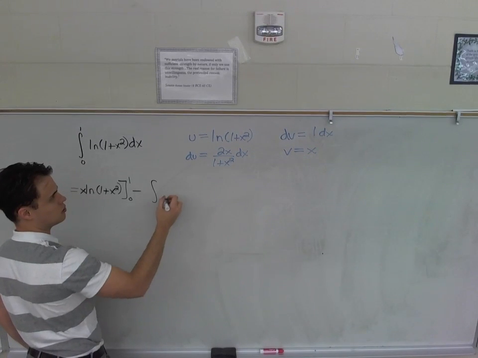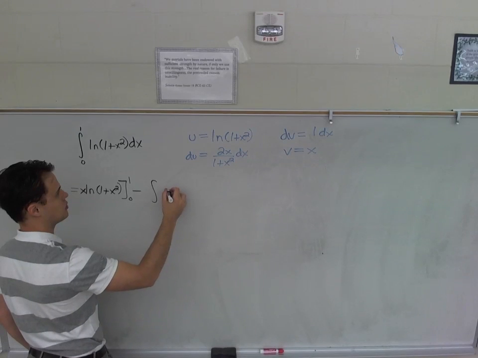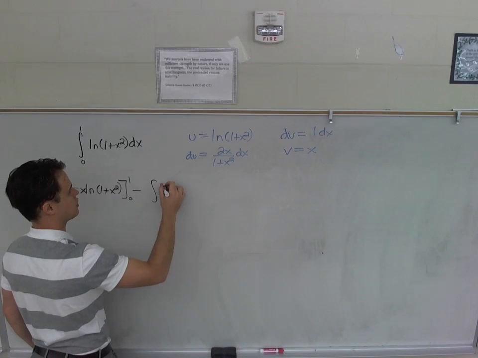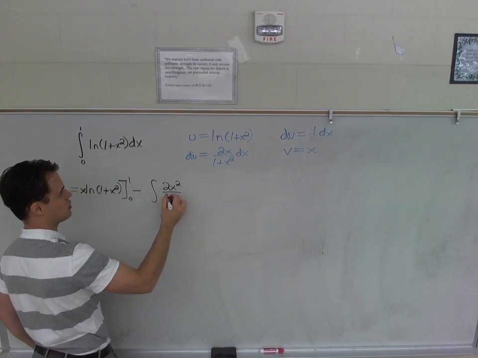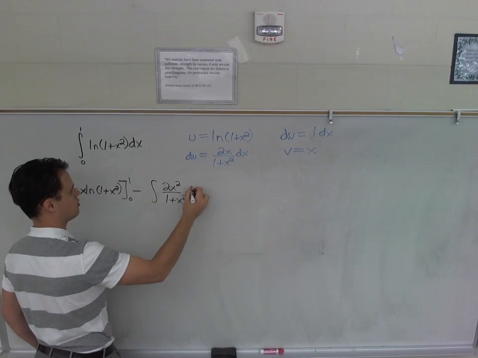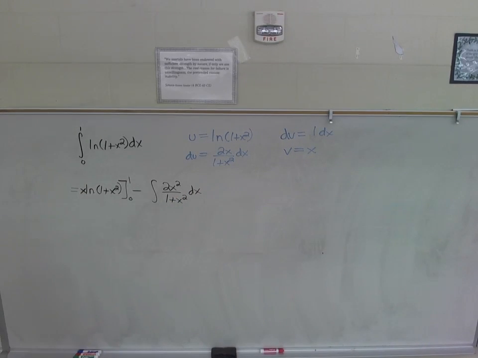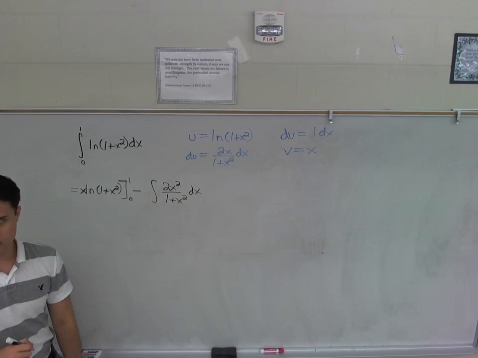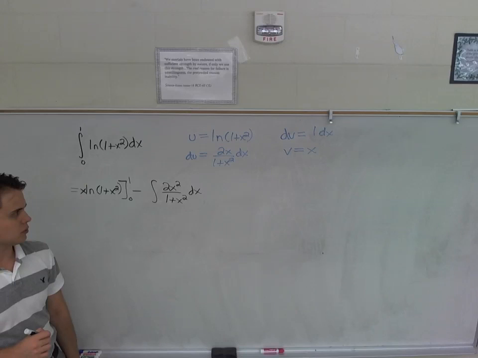So it's v du, right? So x times 2x is 2x squared. Right there. Okay, so we should be able to evaluate this part. This is something I think no one got. So 2x squared over 1 plus x squared.